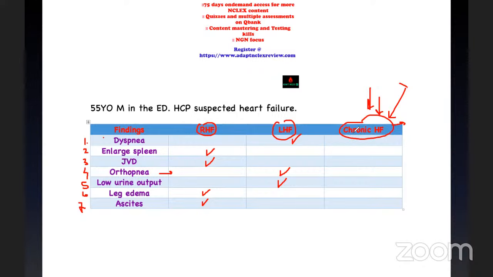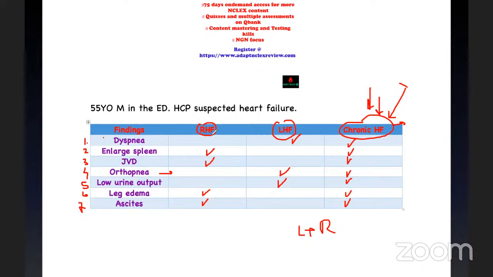There's something associated with chronic heart failure that you should know, and that keyword is both left plus right. Therefore, every symptom associated with right or left is also associated with chronic heart failure. Anybody with chronic heart failure will have dyspnea, enlarged spleen, JVD, orthopnea, low urine output, leg edema, and ascites. That is classically associated with heart failure.